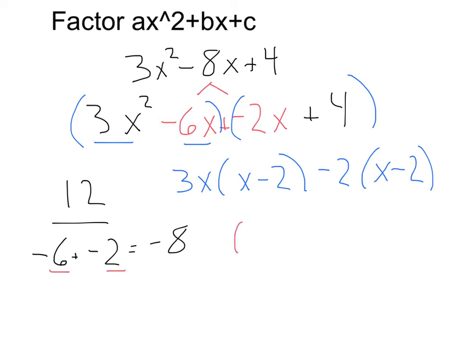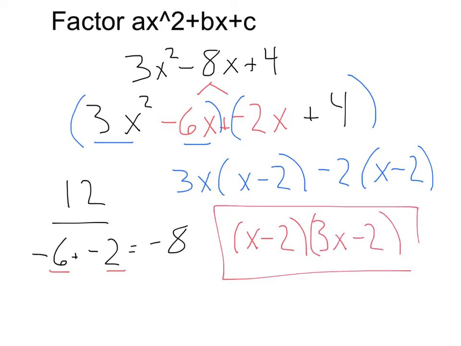Lastly, I'm going to factor out that x minus 2, and then we're going to be left with the 3x minus 2 remaining. So we have 3x minus 2. And there's our answer.